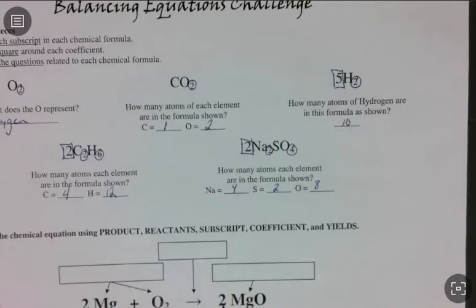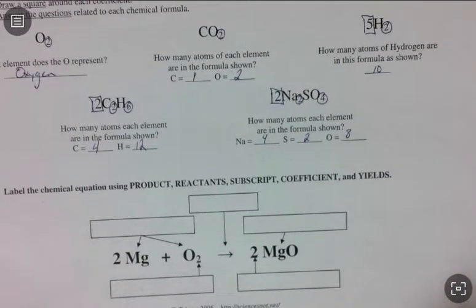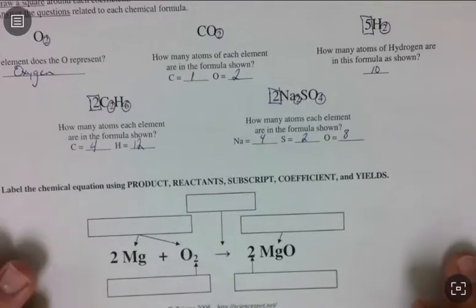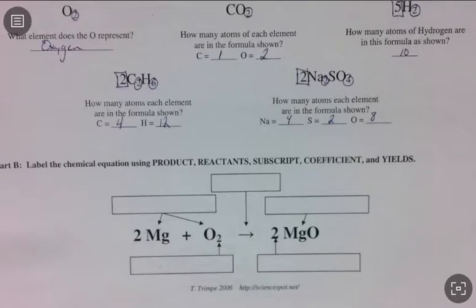Okay? In this bottom question here, part B, it says label the chemical equation using product, reactant, subscript, coefficient, and yields. Here is an example of the different types of vocabulary terms that you need to know just to see how the equation is set up itself. As we learned in lesson 1, chapter 7, there are different ways in which products and reactants are represented. They can be represented in words, in their scientific names, in the chemical formulas, or chemical equations.